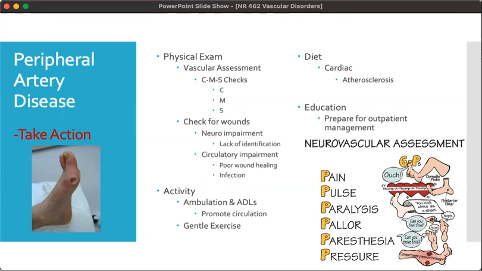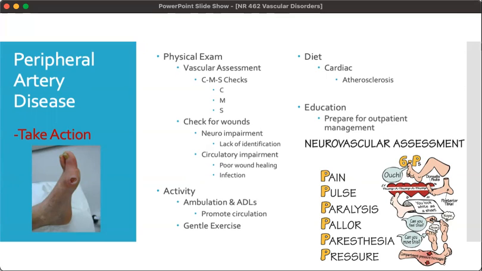Then for activity, we actually want to promote activity in these patients. And we're not talking about vigorous activity. These patients should not be getting on a bicycle and riding up the mountains or running around City Park, things like that. These are patients that should do very light to moderate exercise. So they should be getting up and walking around.